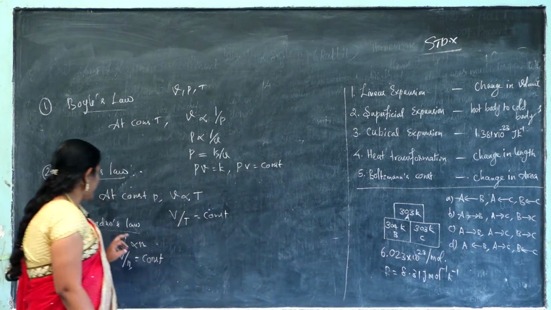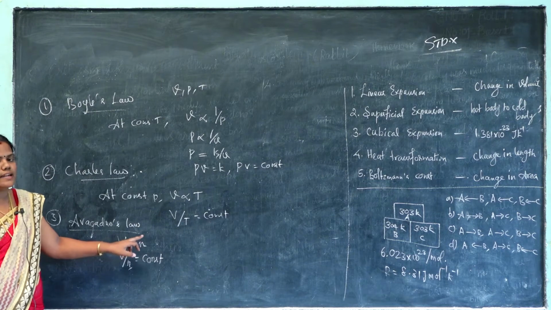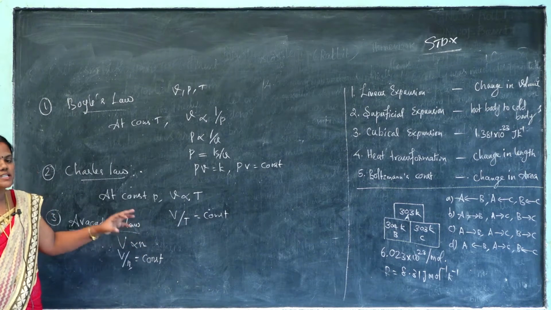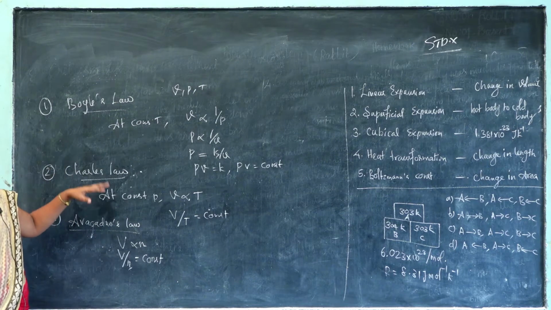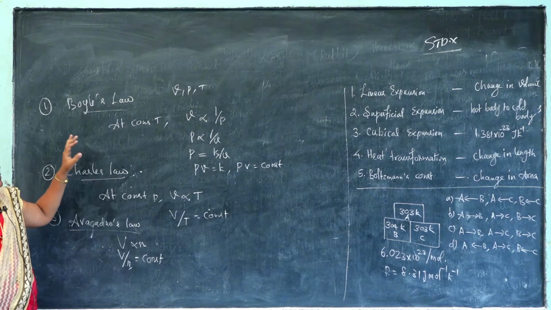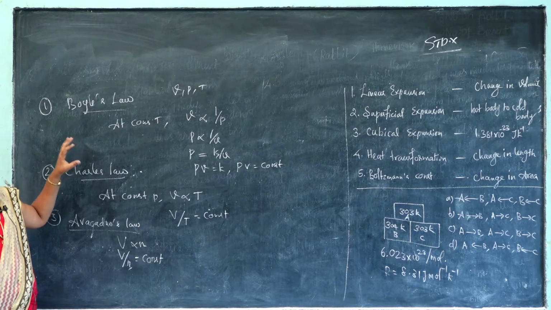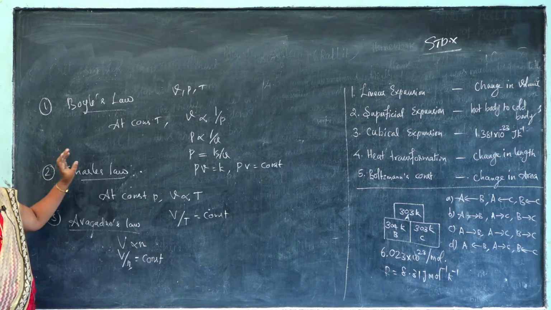So Avogadro's law says volume is directly proportional to the number of molecules present in the substance. V by N is equal to constant. Those are the three laws. These are the fundamental three laws. You have to learn them thoroughly. I hope you understood the three laws.